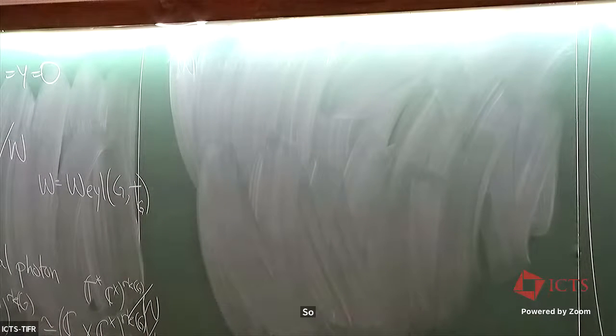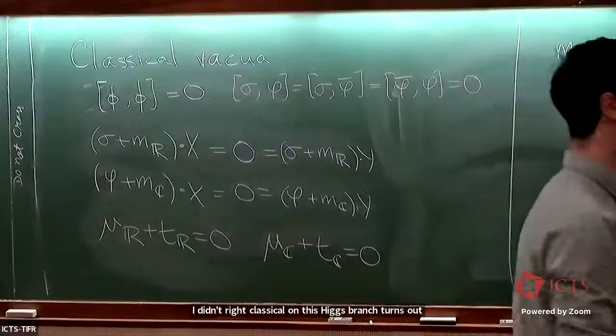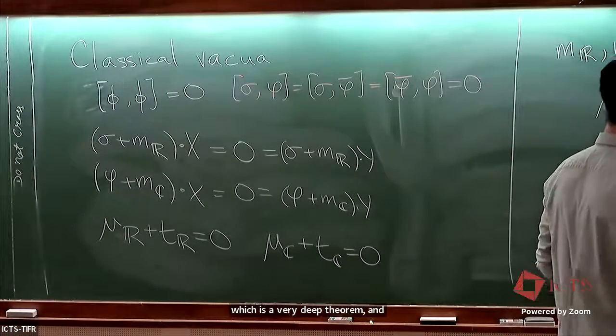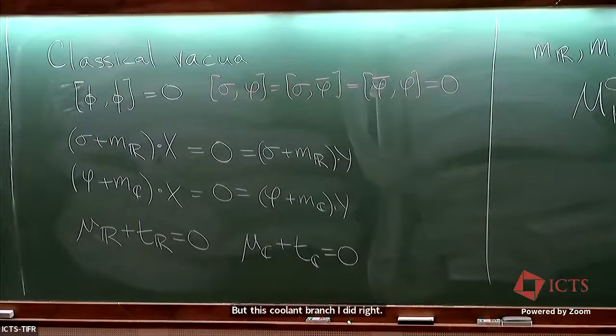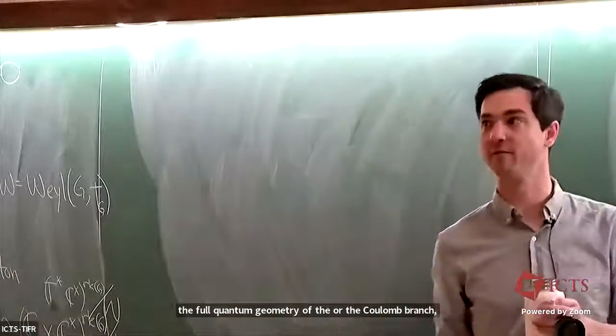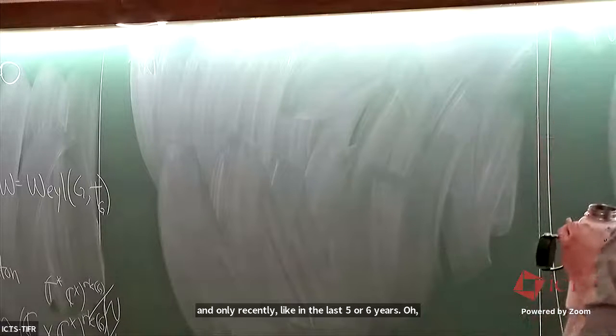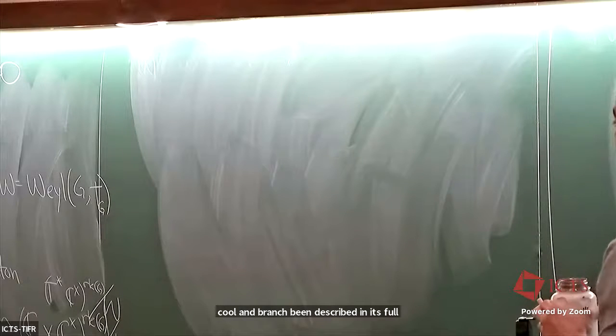I didn't write classical on this Higgs branch. Turns out that this Higgs branch doesn't receive quantum corrections, which is a very deep theorem and a physics theorem, I guess. But this Coulomb branch, I did write classical. And that's because it receives very, very severe quantum corrections. It's very difficult to describe the full quantum geometry of the Coulomb branch. And only recently, like in the last 5 or 6 years, oh wow, it's been more, 7 years, has a description of this Coulomb branch been given in its full generality, or at least in some reasonable generality.